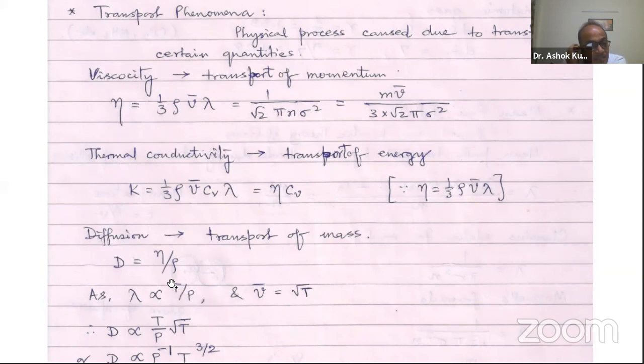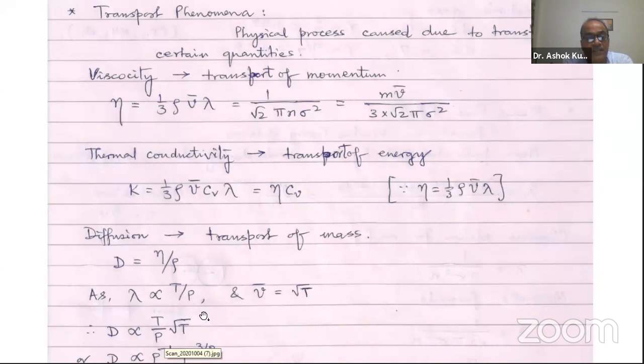And this coefficient of diffusion, or diffusivity, is decided by the expression eta upon rho, where eta is the viscosity and rho is the density. So the lighter the gas, the more the diffusion coefficient. That means diffusion will take place more quickly, and they will become homogeneous more quickly. And as lambda is proportional to T by P, and also V is proportional to root T, this is nothing but the same C. There it was root mean square velocity, but here it is the average velocity, which is root under T.